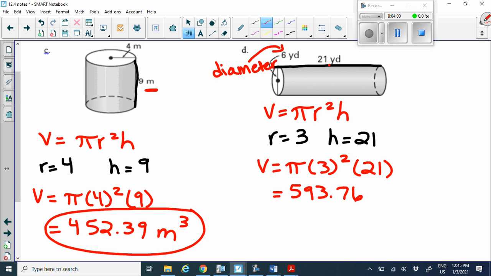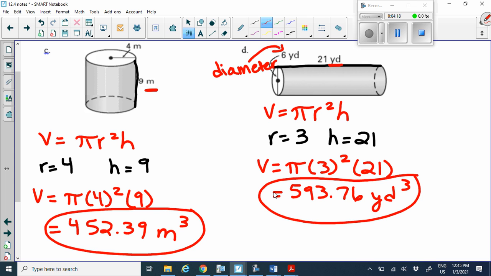And notice what our units are. It's yards, so we're going to have yards. And then we're going to have it cubed, because we always use cubed to represent volume. And that's our final answer.